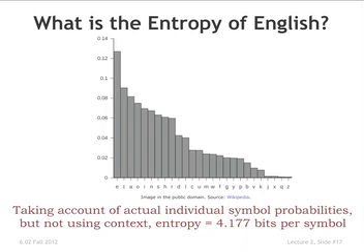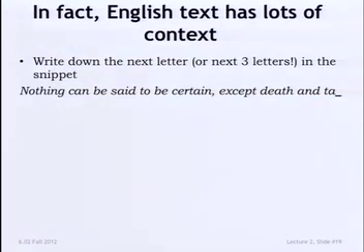But English and other languages are full of context, right? If you know the preceding part of the text, you have a very good way to guess the next letter. Nothing can be said to be certain except death and, well, in this case, you can give me the next 3 letters, right? Anyone? Taxes, yeah.